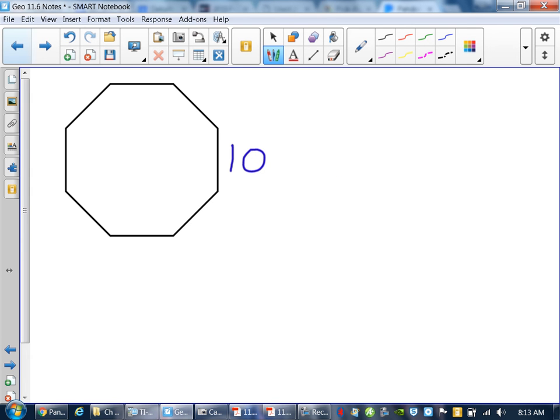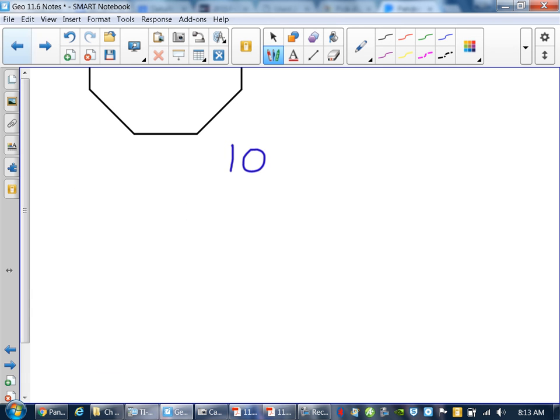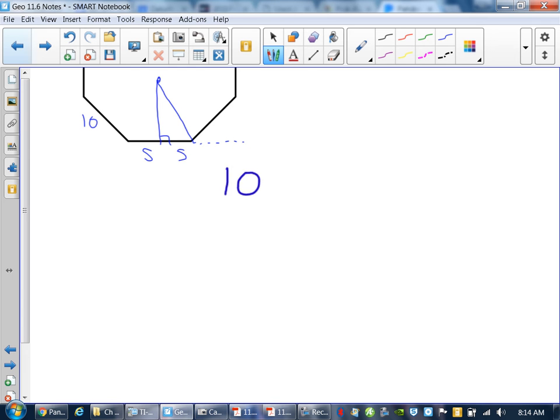How many sides is that? It's 8. It's an octagon. So how many sides do I need to draw? We just did ones with 5s. Let's make this sides of 12. We'll do 6 and 6. Just change it a little bit.